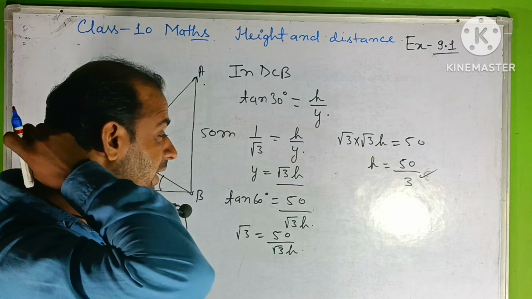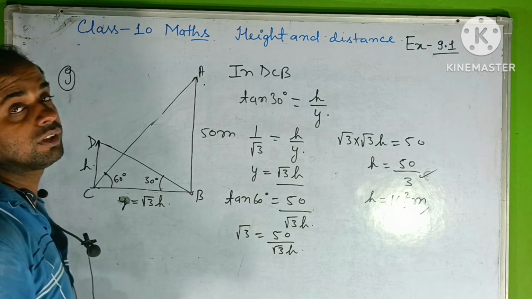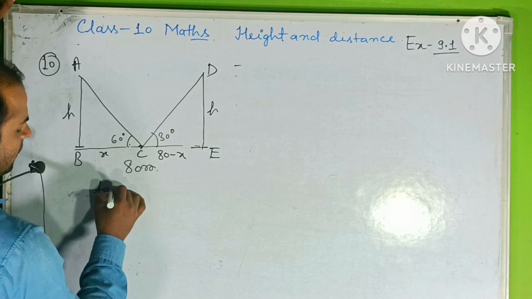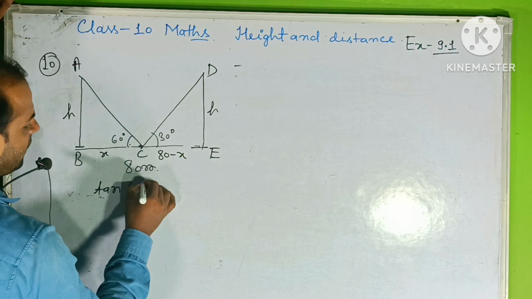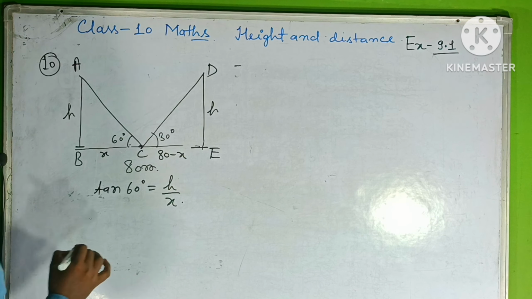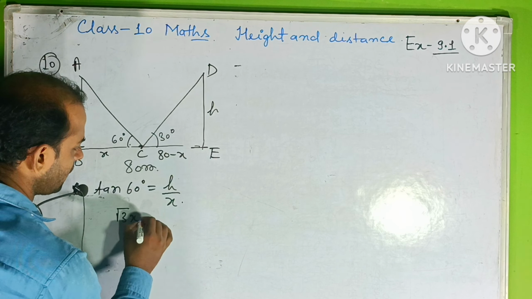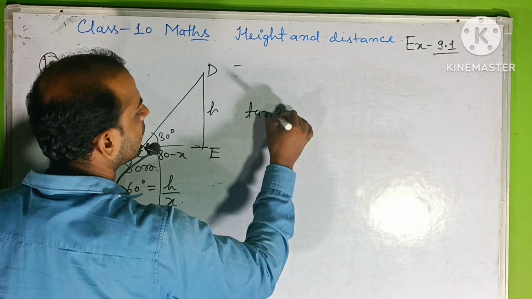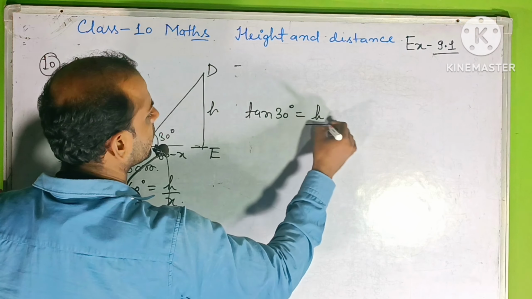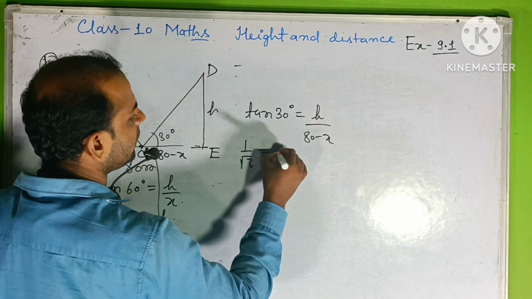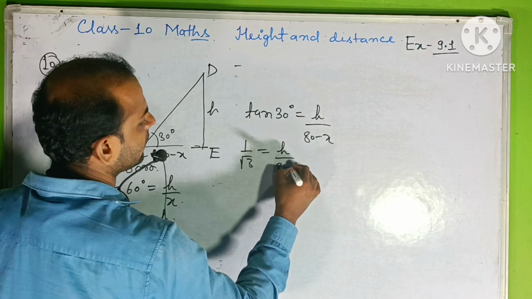Now we will do, this was question number 9, sorry, we will do question number 10. The format will be the same. Firstly, I will use tan 60 degrees is equal to perpendicular upon base. Now root 3 x is equal to h. Now in this triangle, we will take tan 30 degrees is equal to h upon 80 minus x. tan 30 is 1 upon root 3, equal to h upon 80 minus x.